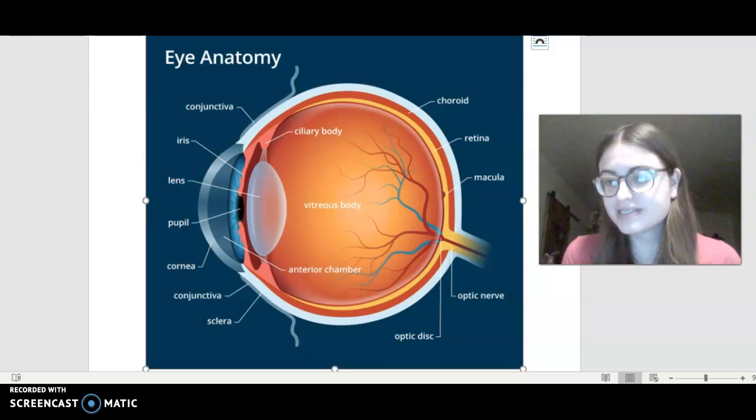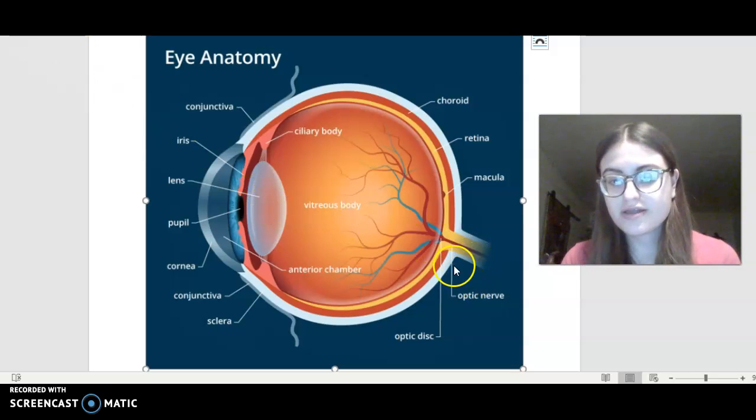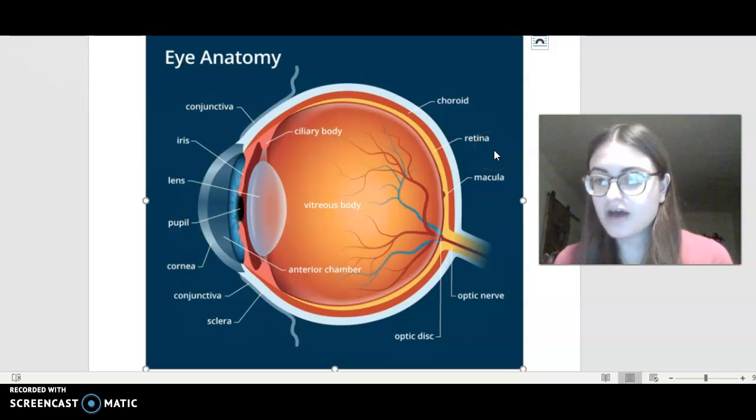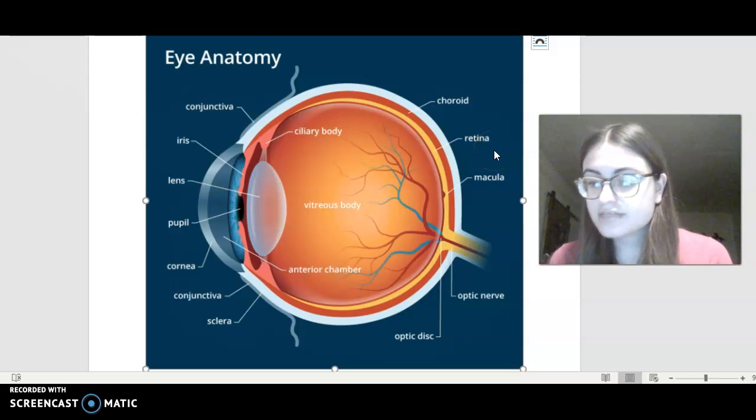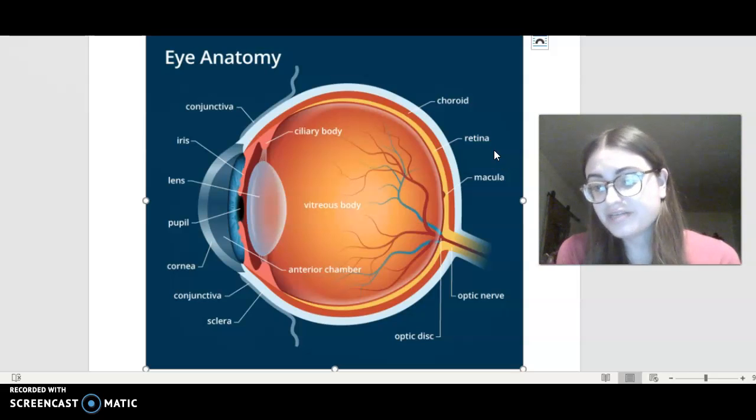The third common disease is glaucoma. This is a group of eye conditions that damages the optic nerve. This part of the eye right here. The damage is often caused by an abnormally high pressure in the eye. It can occur at any age.